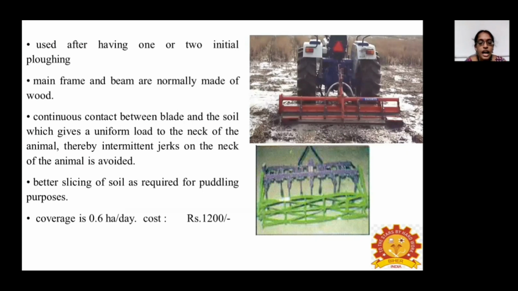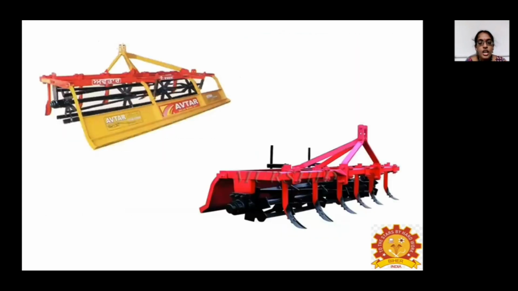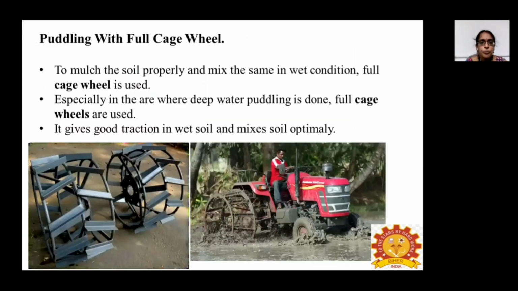normally made up of wood. It has continuous contact between the blade and the soil, which gives a uniform load to the neck of the animal. Thereby intermittent jerks can be minimized, and it is used for better slicing of the soil. The coverage will be 0.6 hectare per day, and the cost is around 1,200. So this one is the puddler.